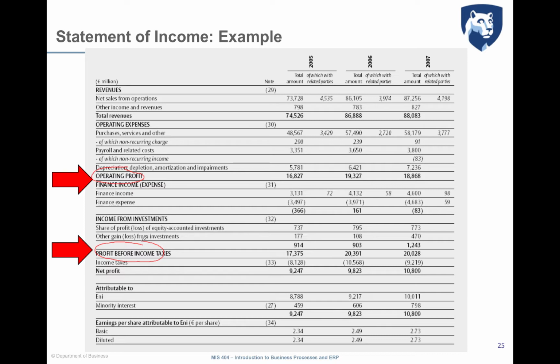Then income and expenses are registered related to income taxation, realizing finally what we call the net profit. So the net profit of the company comes from registration of revenues and costs coming from the operational activities of the company, the financial activities of the company, and the taxation activities of the company.